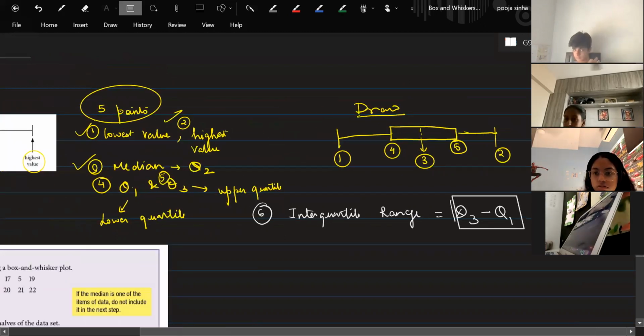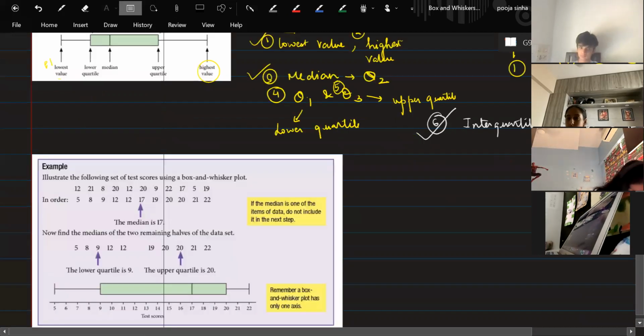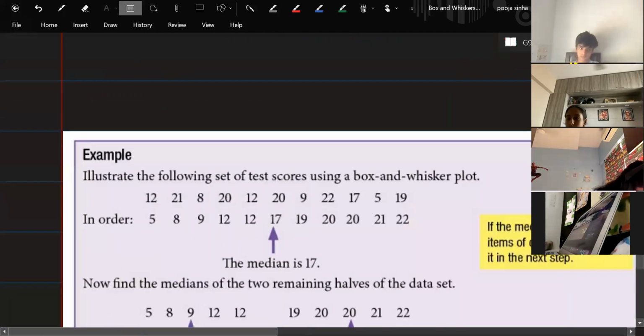Now we will learn how to find out Q1 and Q3. Clear till here? Anybody, any confusion? You know what are the 5 points? You know how to draw and you know how to find the interquartile range. Now I'll tell you how to find Q1 and Q3. Let's do this question now. Let's understand this question. Okay.